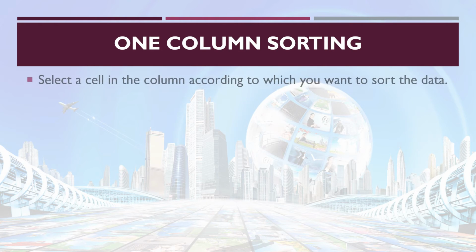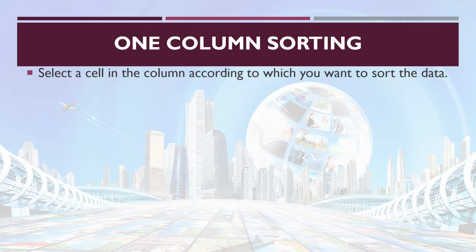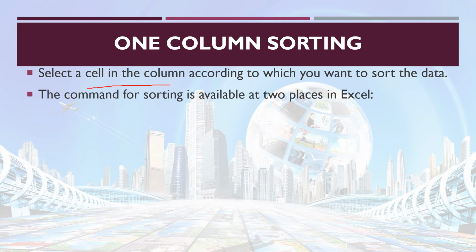For that, the first step is to select a cell in the column. In the salary column, you have to select one cell. Then you have to click the sort command. In Excel, the command for sorting is available in 2 places.